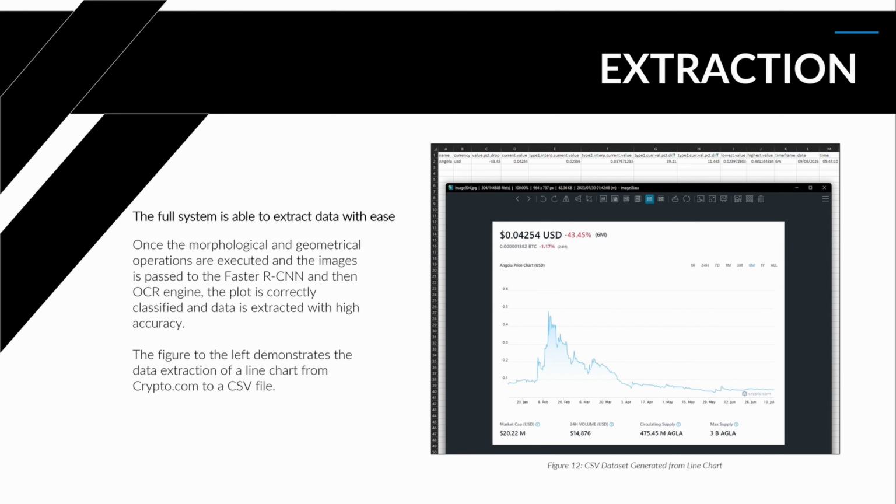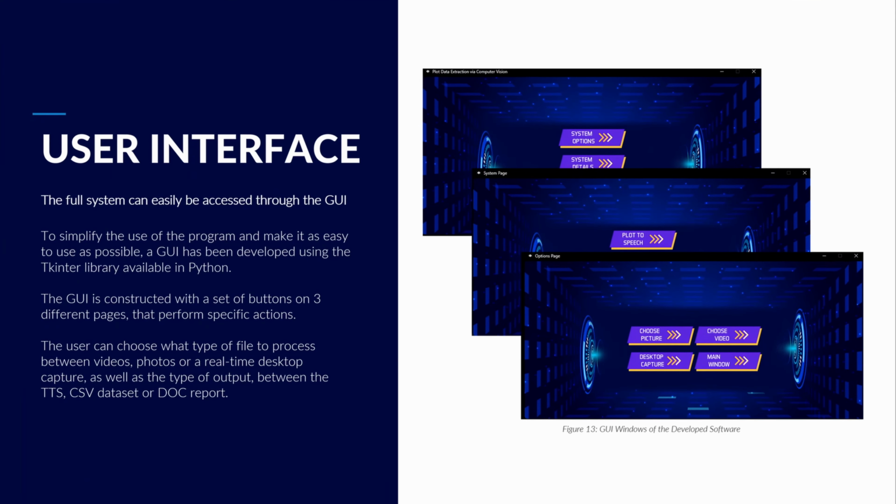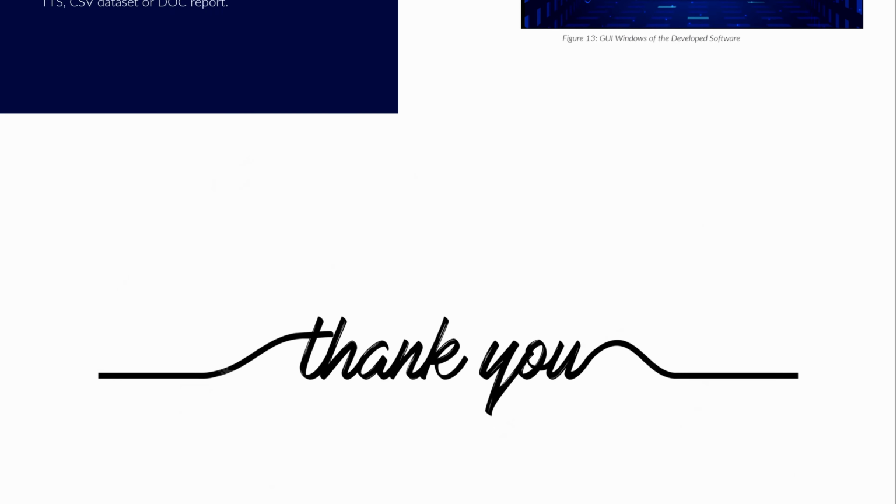Such a plot to dataset conversion can be seen in the figure on the right side, where a plot from Crypto.com was successfully converted into its original data without access to the dataset. And all of these operations are available to users through the use of a GUI that has been created with the Tkinter library and ease of use in mind. And on that premise, this concludes the first section of the presentation.